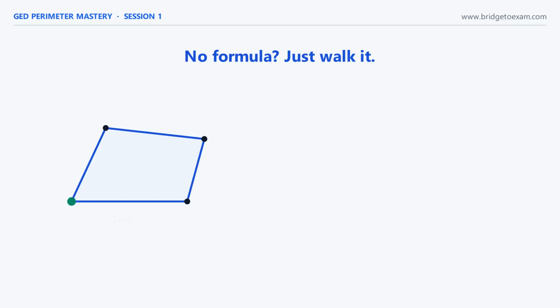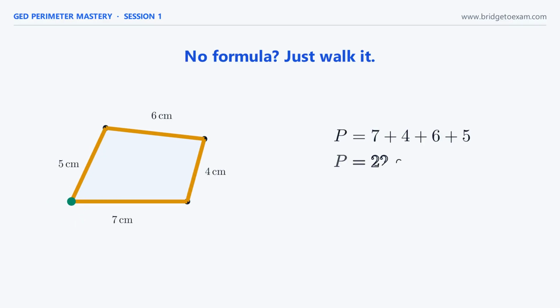Here's why that matters. This next shape is nothing special, just a four-sided figure with sides 7, 4, 6, and 5 centimeters. No neat formula fits it, but we don't need one. Walk the boundary and add. 7 plus 4 plus 6 plus 5 is 22 centimeters. 4 sides in the picture, 4 add-ins in the calculation. That little check catches most mistakes before they happen.